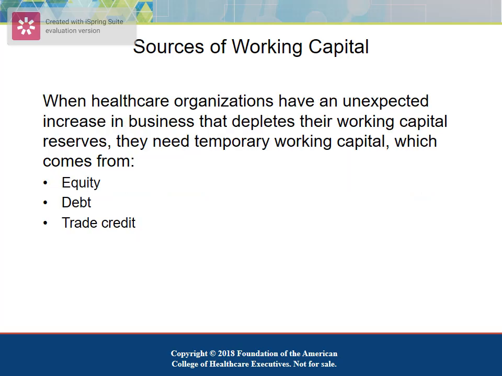So when healthcare organizations have an unexpected increase that depletes their working capital, and they need to increase it, this can come from equity, this can come from debt, trade credit. And the most common, I would say here, is more like a trade credit, a revolving loan. With a bank, typically your bank, you might have a 3% interest loan that you can dip into at any time and pay some of your payroll and things like that to meet your temporary needs. That's always really helpful to meet those needs, is to have that revolving loan.